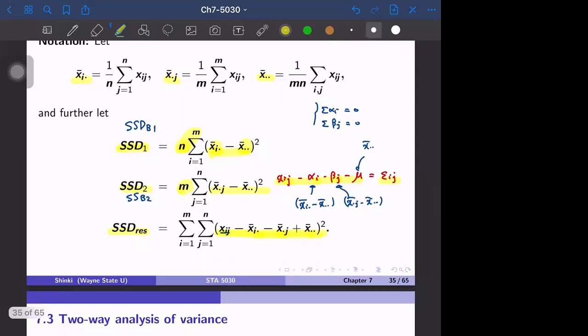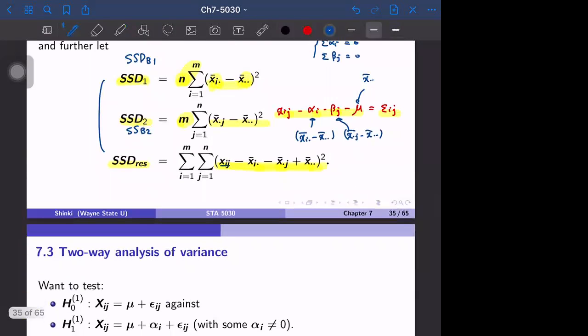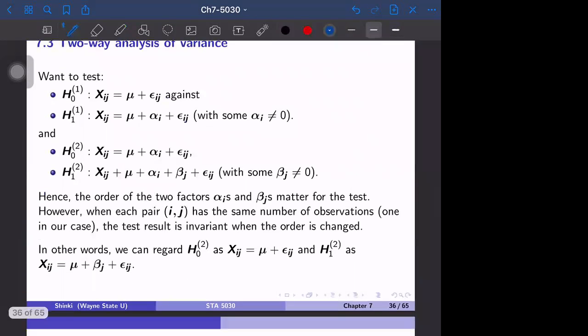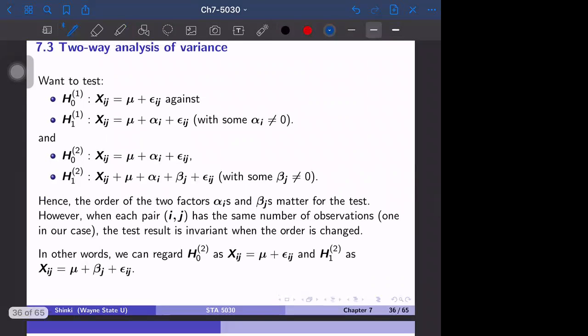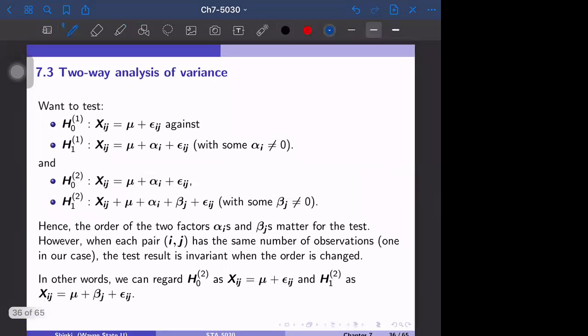So basically, if we compare, for example, SSD1 and SSD residual, we can see the effect of the first factor. So now the testing scheme. So we want to test at first this null hypothesis against this alternative. So the null hypothesis is the null model.